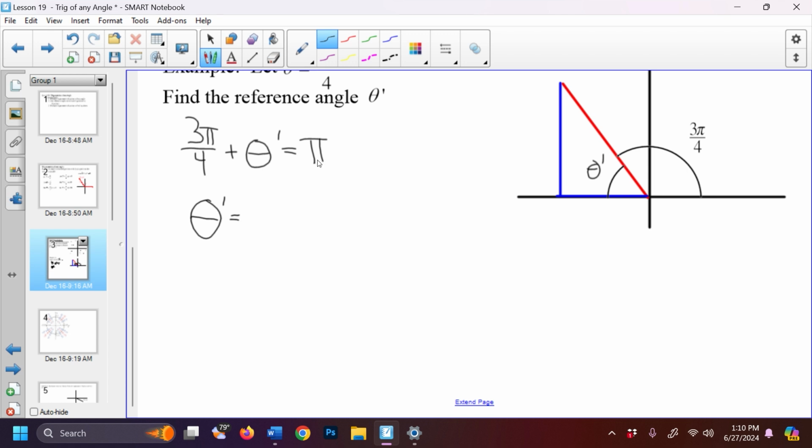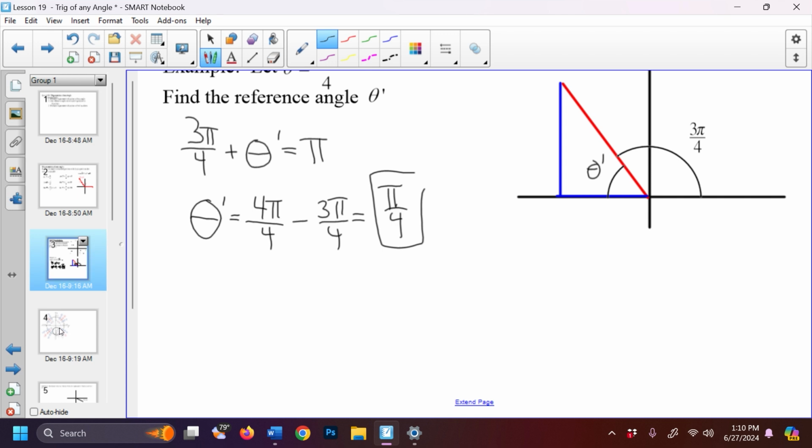How many fourths are in 1 pi? Well, there are 4/4 times pi in 1 pi. 4/4 makes 1. 1 times pi is just pi. And I'm subtracting away the 3 pi over 4. 4 minus 3 is pi over 4 radians.